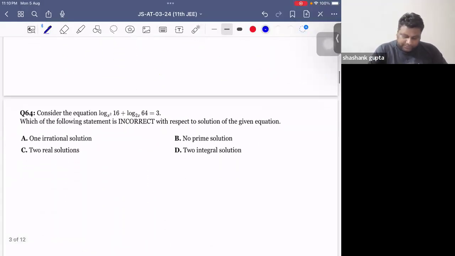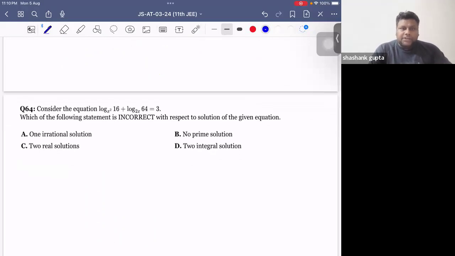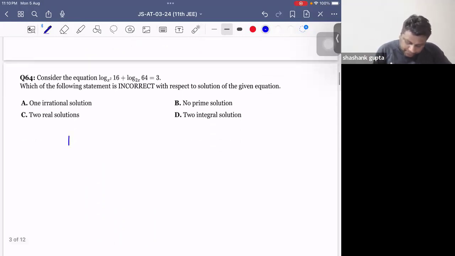Now next, consider the equation log 16 base x square plus log 64 base 2x equals 3. Which of the following statements is incorrect with respect to the solution? See, log 16 base x square plus log 64 base 2x equals 3.